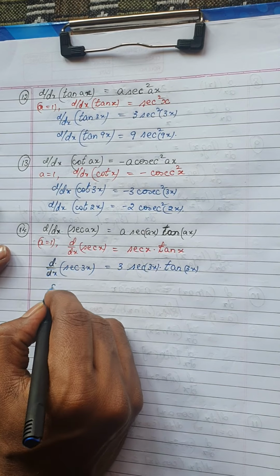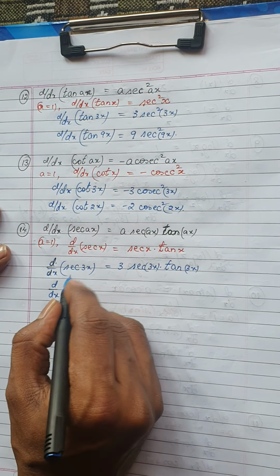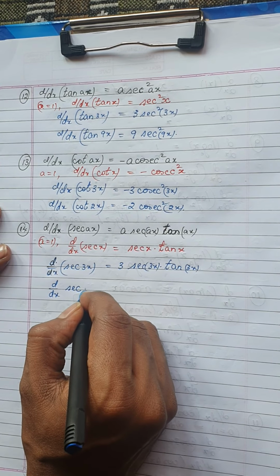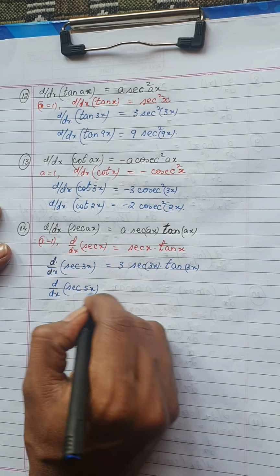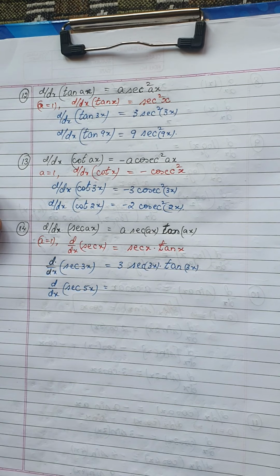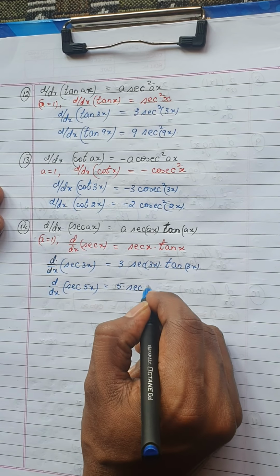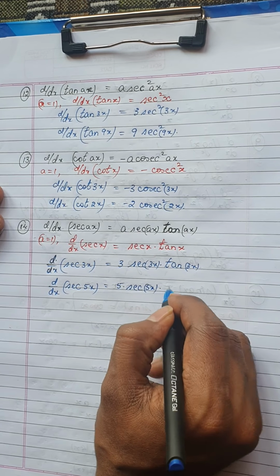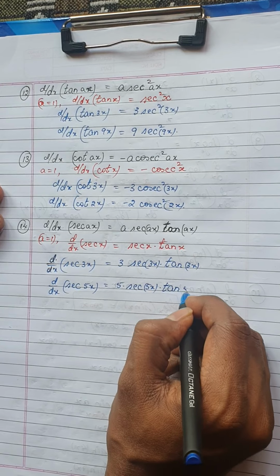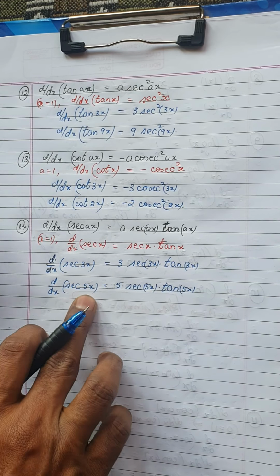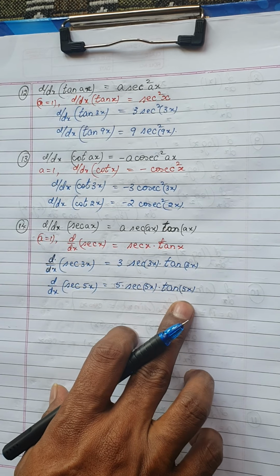Okay, let me take one more example. If I want to find out the derivative of secant 5x, yes, Sunil, what is the answer? So 5 is a constant outside, so it is 5 into secant 5x into tan 5x. Remember, this 5x will be replaced every time we write it.